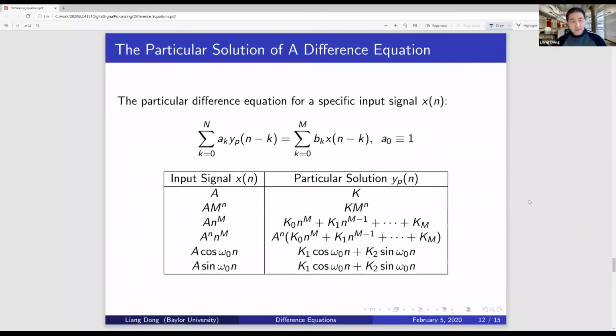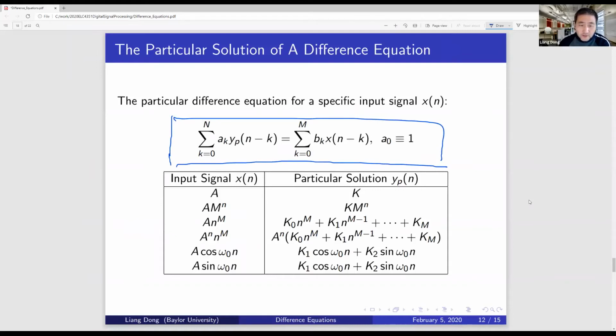The second part is to find a particular solution of a difference equation. Now, particular solution is due to a specific input signal of x[n]. So we need to write the entire difference equation. Now, this time, I have to put in the entire thing. You cannot just remove the first term. It doesn't work because the system is always there. You cannot remove its effect. So we have to work with the entire equation.